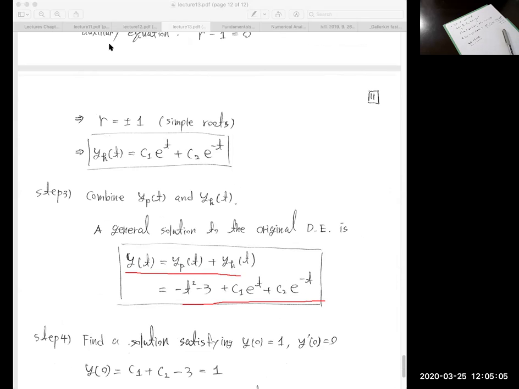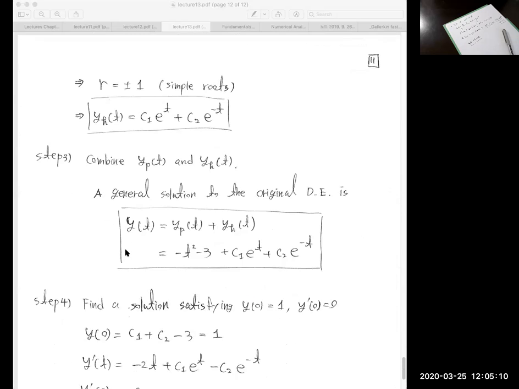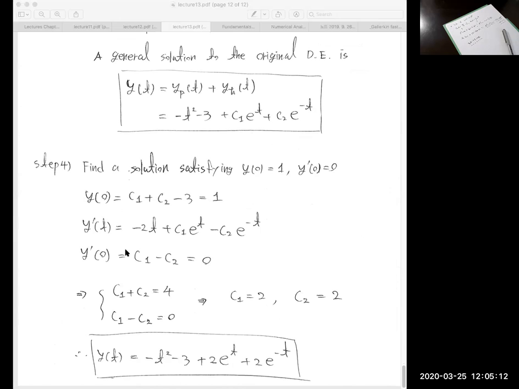Now we find the particular solution of the initial value problem using the initial conditions. For y(0), plug in 0 for t in our general solution right here. Then we got this: c1 plus c2 minus 3 equals 1.